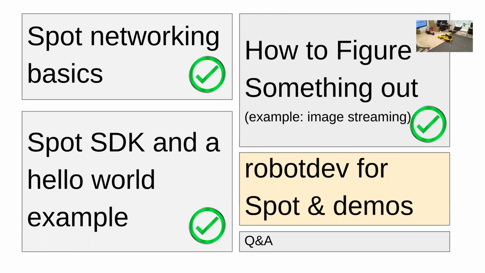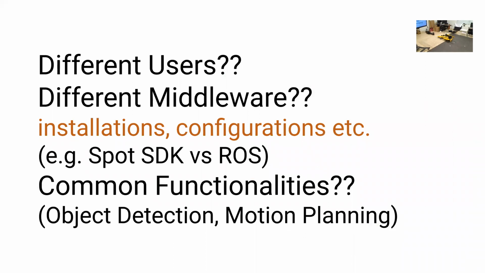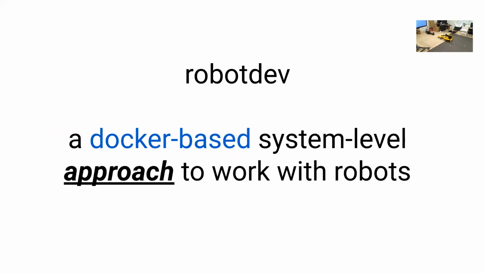Now I'm going to talk about robot dev, which is how I have been using Spot. The motivation is we have different users who want to use Spot, and we have ROS and the Spot SDK or VM, which is another middleware. For each of them you have to install them and make configurations. There are also things we want for each of them, like object detection or motion planning. So robot dev is a Docker-based, system approach to work with robots.